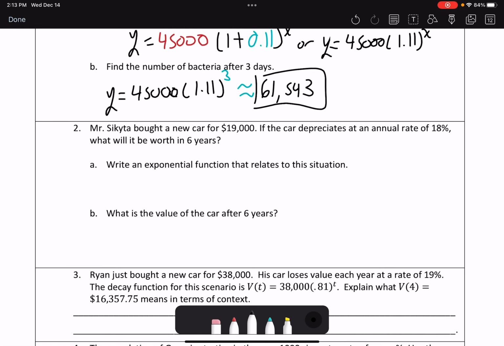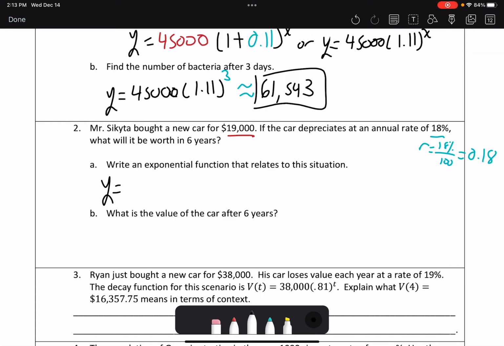Problem number 2 says that Mr. Sakita bought a new car for $19,000. If the car depreciates at an annual rate of 18%, what's it going to be worth after 6 years? So I know my initial value is $19,000, and then its rate is 18%. If I write that as a decimal, that's going to be 0.18. And we're depreciating, which means we're going to be losing value, so this is going to be a decay function.